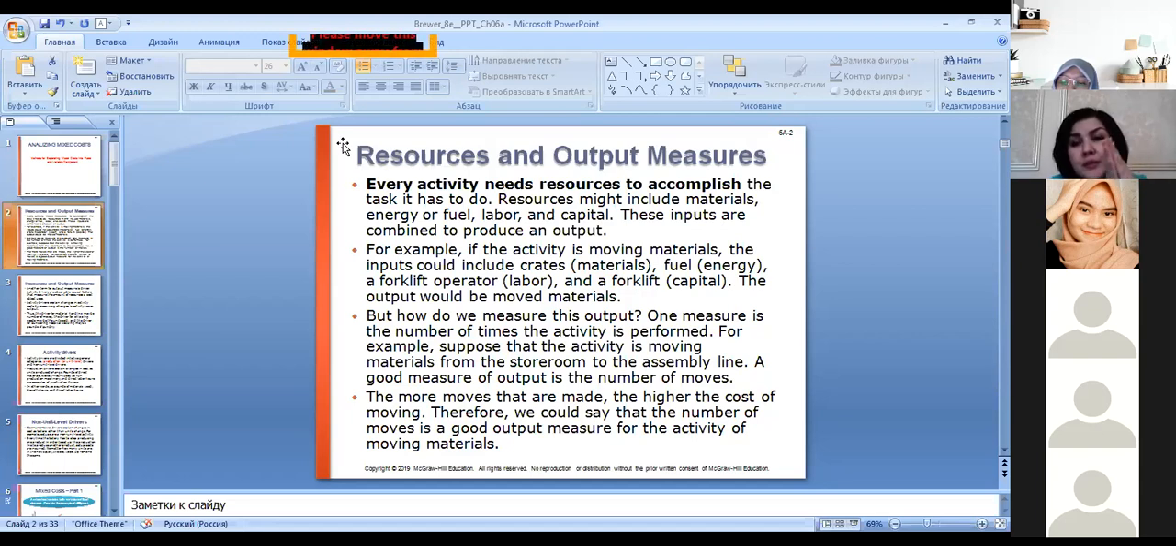For example, 10 moves have been done to production department A. How many moves to production department B? For example, 5 moves have been done to production department B. To production department C, 15 moves have been done. So this movement of materials also incurs cost because we have to pay the workers who move these materials.